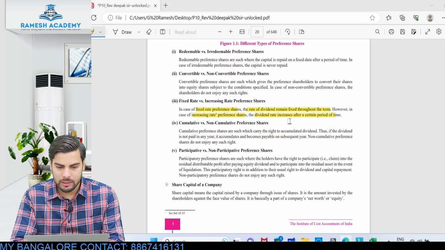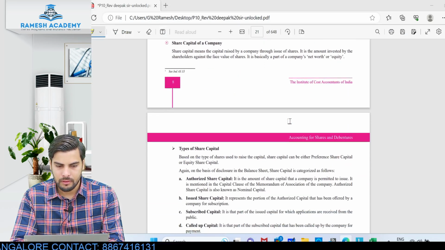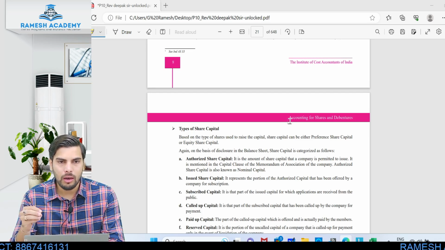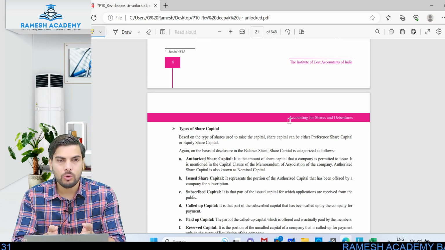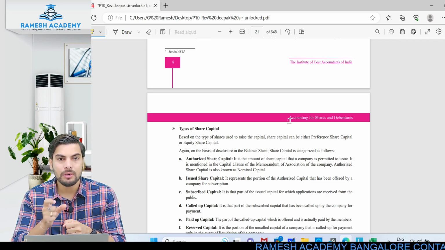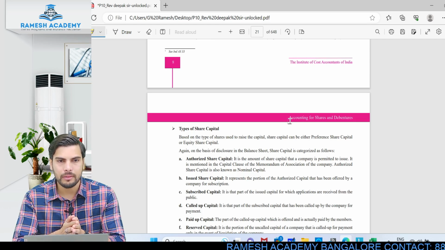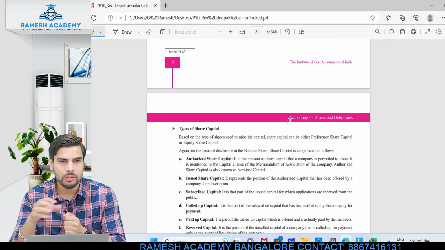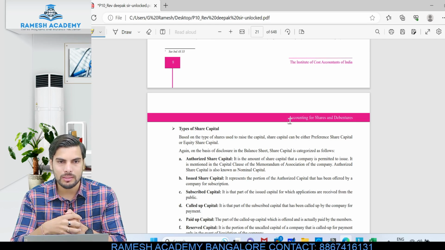So let's have a look at the next thing. Share capital of the company. Now what is the share capital of the company? This is nothing but the total amount contributed towards the capital. The total money raised from the public is what is called share capital. Shares, you guys understood, are the smaller denominations of the total capital. So when I say share capital, we are representing the total amount which belongs to the owners.